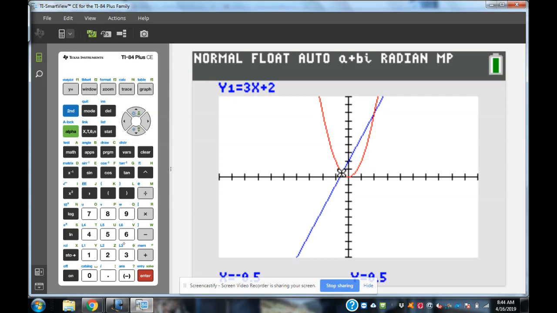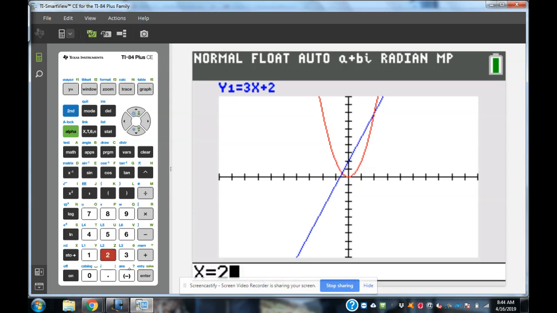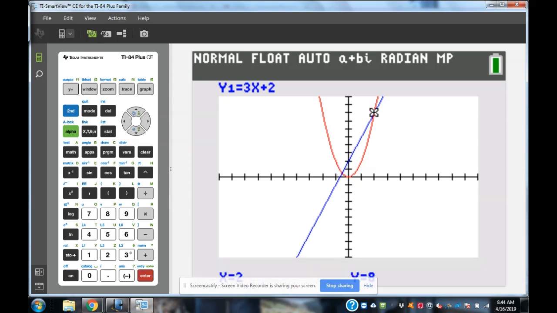And also at 2, 8. So if I hit trace 2, hit enter, I get out there 2, 8. If I swap over to the red one, and hit 2, I also get 8 out of that. So we're seeing those intersections there.